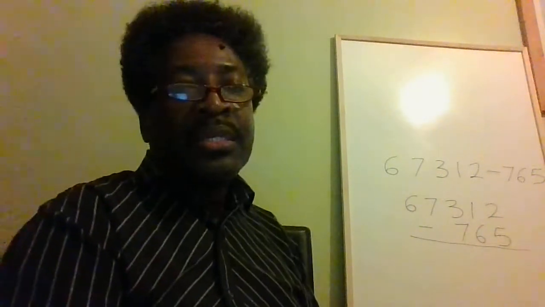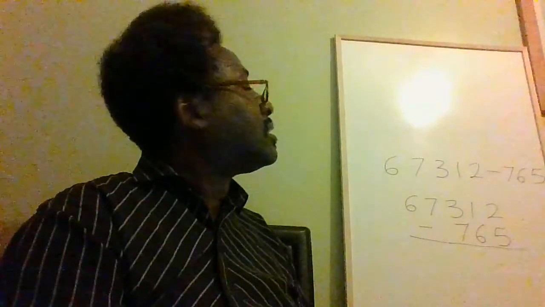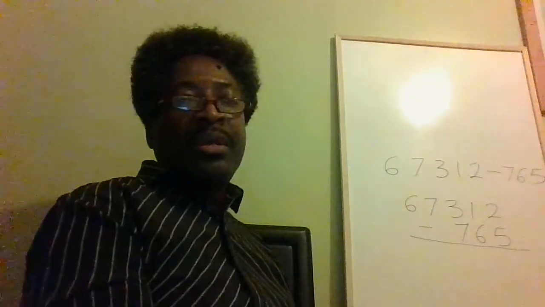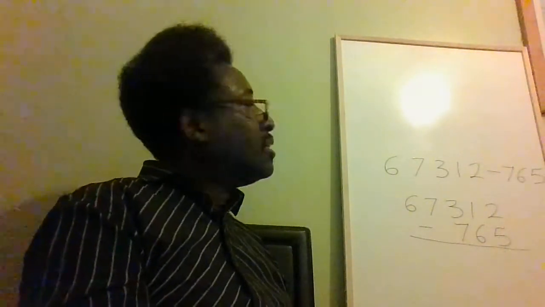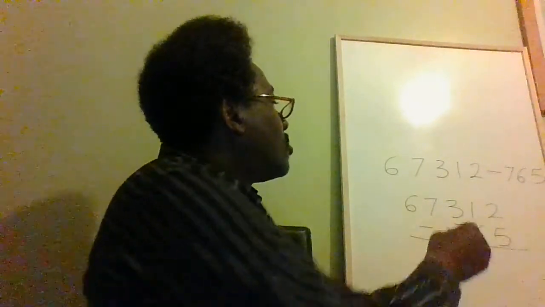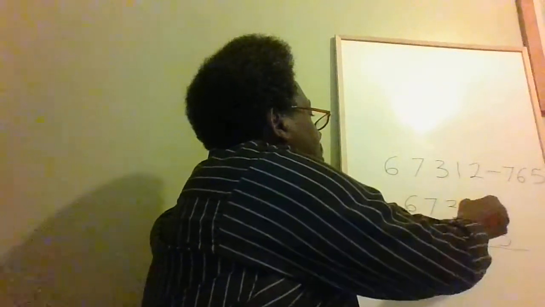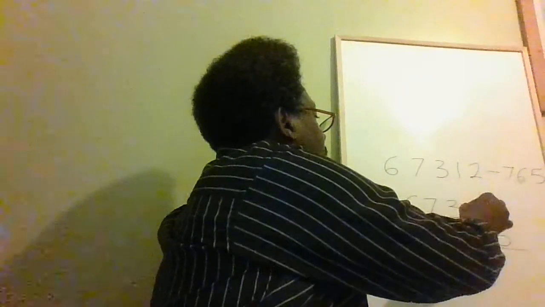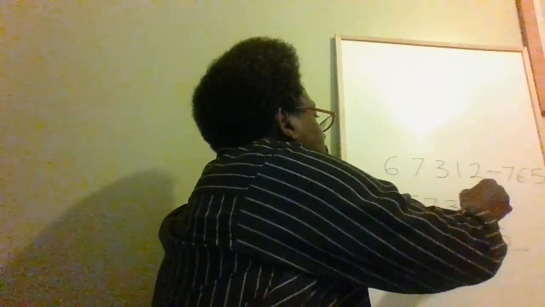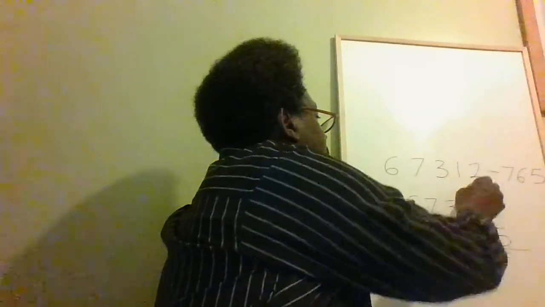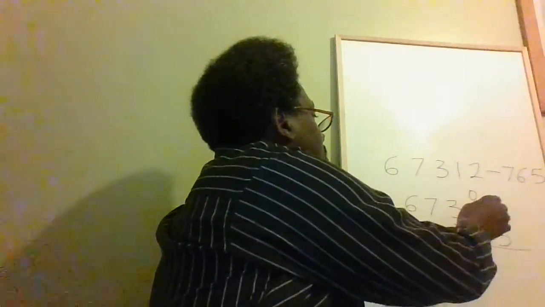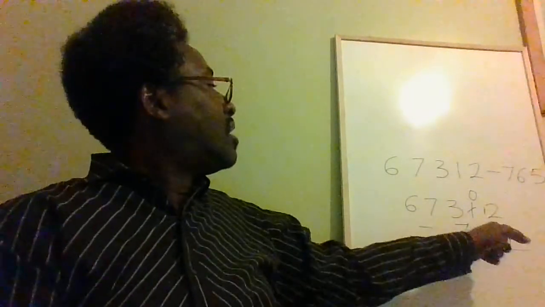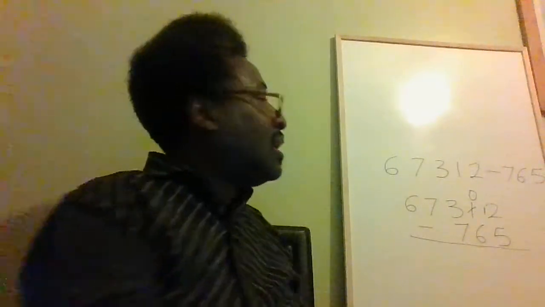67,312 take away 765. So 2 take away 5. We can't do that. So borrow a 1 from the next digit to the 2, which happens to be a 1. If you borrow 1 from 1, obviously you're going to be left with 0. So that 0, you put it on top of that. The 1 you borrowed from the 1, put it in front of this 2 to make 12. And now you can do 12 apples, take away 5 apples. That's 7.